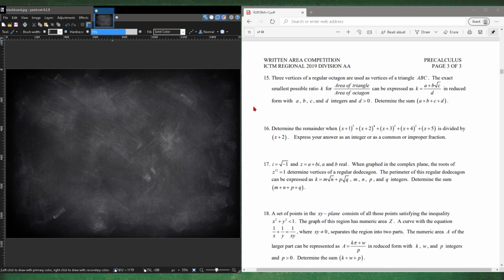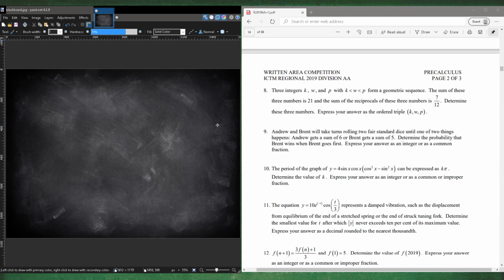And that's all 20 questions, okay? So let's begin. Number 9. Andrew and Brent will take turns rolling two fair standard dice until one of two things happen. Andrew gets a sum of 6 or Brent gets a sum of 5. Determine the probability that Brent wins when Brent goes first.